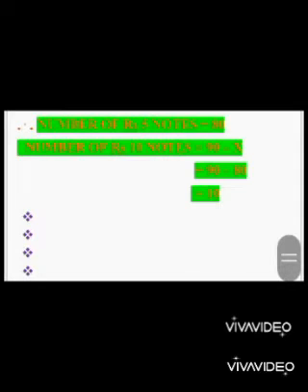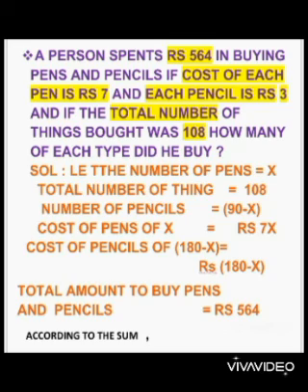A person spent rupees 564 in buying pens and pencils. If the cost of each pen is rupees 7 and each pencil is rupees 3, and if the total number of things bought was 108, how many of each type did he buy?